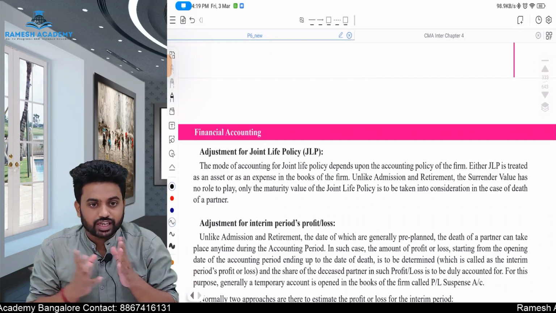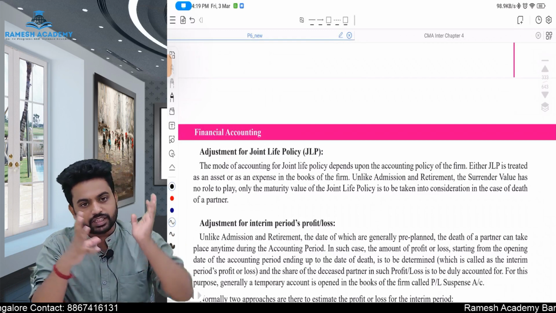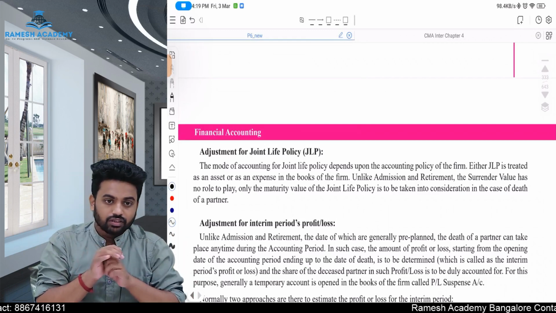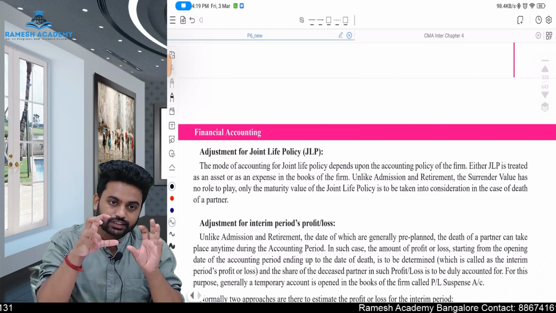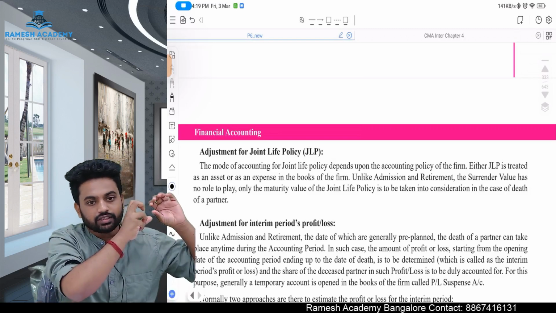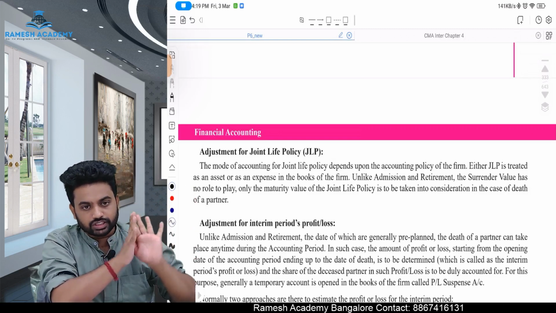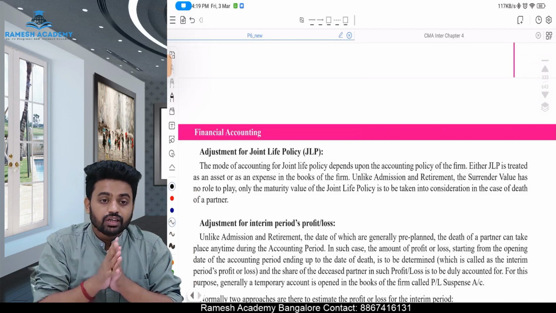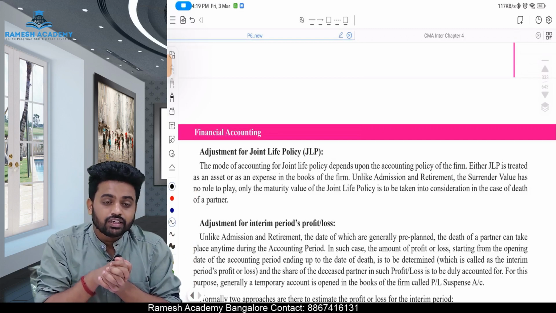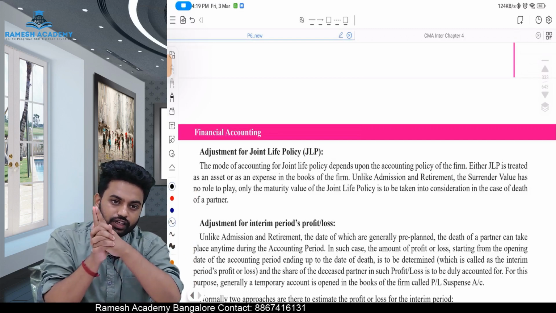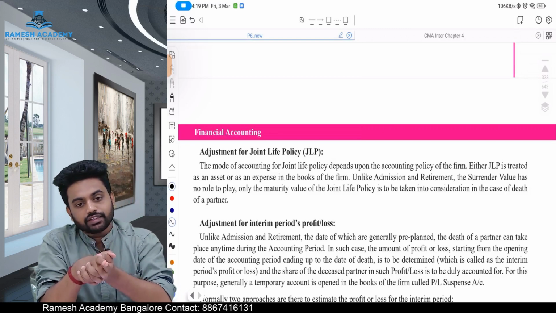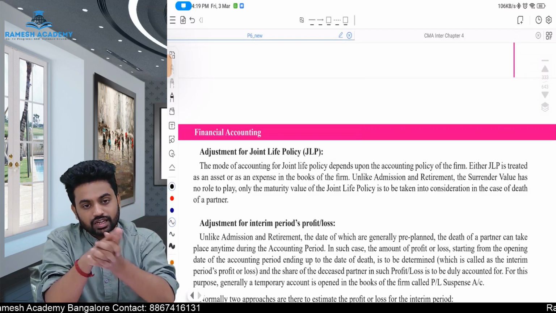Next one is adjustment of JLP. Here it's not just like a retirement. Listen carefully. For JLP there is a separate video again. But yeah, in the CMA syllabus JLP is considered as a separate unit itself. So we will not touch that for the time being. But always understand, for any life policy, you will get a maturity value only in case of death. You will get a surrender value in other cases.